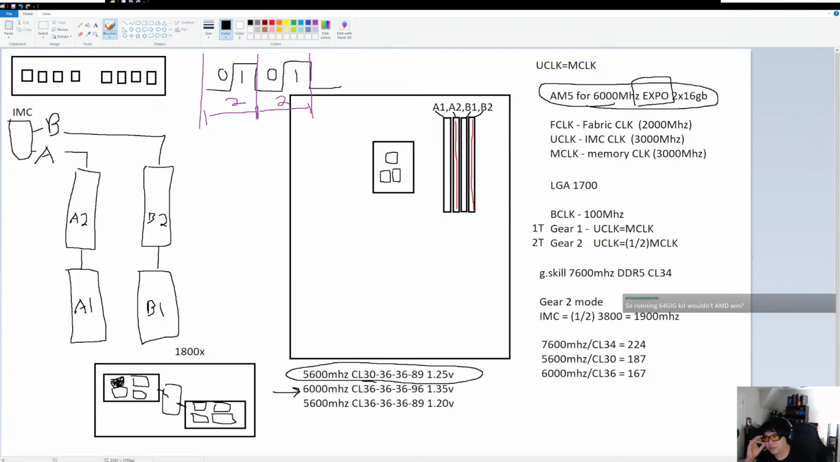Running a 64 gigabyte kit, wouldn't AMD win? That's a really good question. At the same speed, probably. That's interesting. 4x16. Well, it would probably be 2 by 32, is what I'm thinking. AMD's IMC would be higher than Intel at 6000. Yeah, it would.